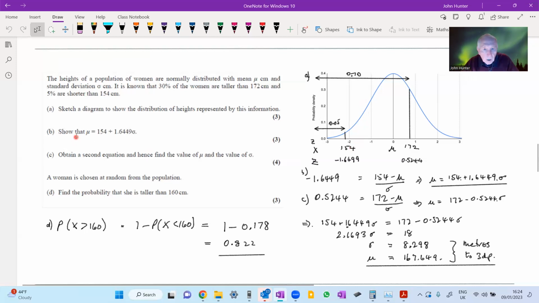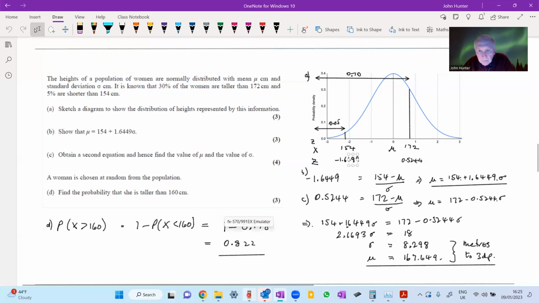So it goes on to say, show that mu equals 154 plus 1.6449 sigma. Okay, so we don't know the values of mu and sigma, but if we know that this tail has 5%, then we know that the Z value is going to be minus 1.6449. How do we know that?